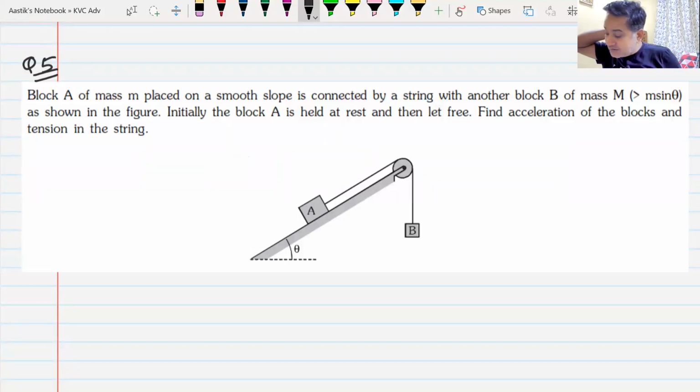Block A of mass small m is placed on a smooth slope, is connected by a string with another block B of mass capital M. This mass capital M is greater than m sine theta. As shown in the figure, initially the block A is held at rest and then set free. Find the acceleration of the block and the tension in the string. Your time of 2 minutes starts now. Do you understand what is the question?